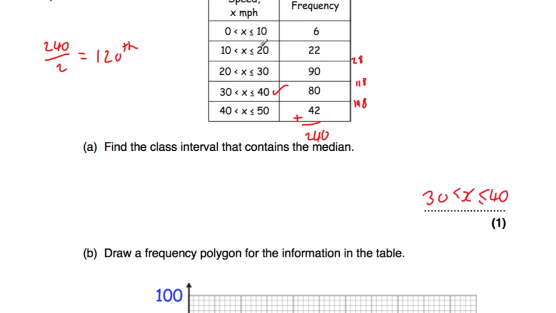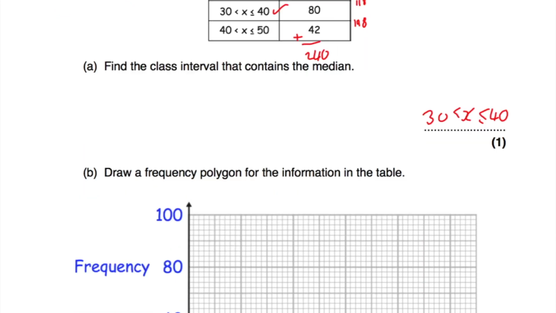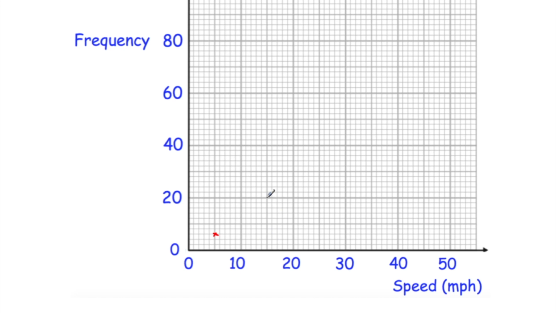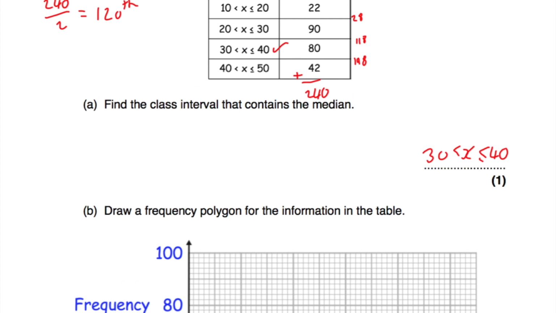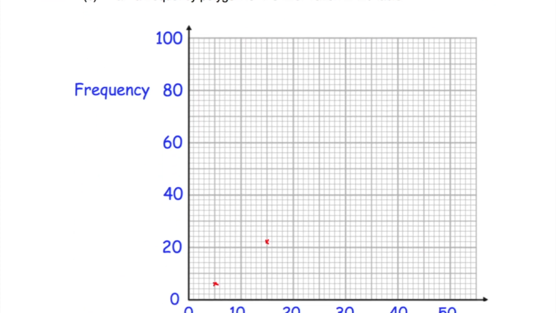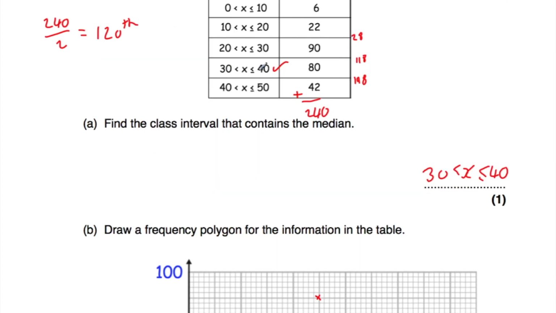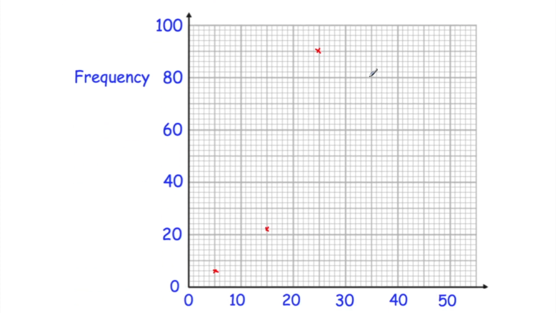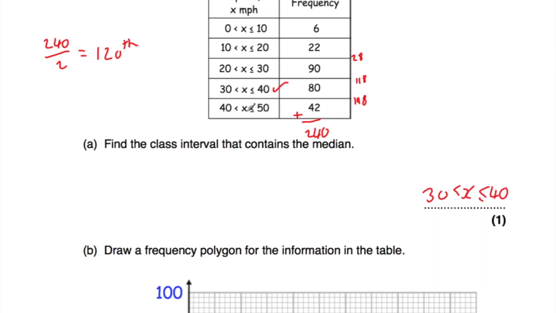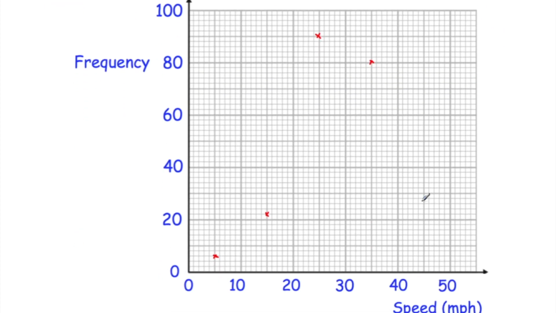Next, we've got between 10 and 20, there's 22, so that'd be 15 across and 22 up. So 15 across, there's 20, so 22 would be one little square above it. Next, we've got between 20 and 30, so we're going to go 25 across and 90 up, which would be there. Then between 30 and 40, we're going to go 35 across and 80 up, which would be there. And finally, between 40 and 50, we're going to go 45 across and 42 up. So 45 across, up to 40. We want to go to 42, so that's just one more little box, that'll be there.